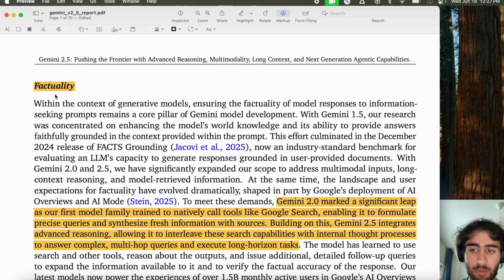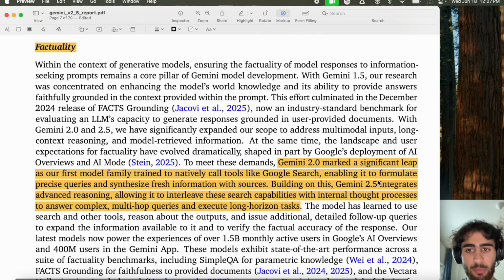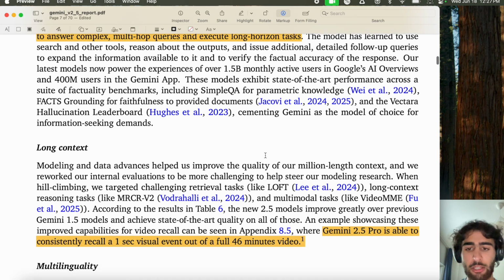Moving on to factuality, pretty much they're just saying that now they can use tool calls such as Google Search, and building on this, Gemini 2.5 integrates advanced reasoning, allowing it to interleave the search capabilities with internal thought to answer complex multi-hop queries on long horizon tasks.